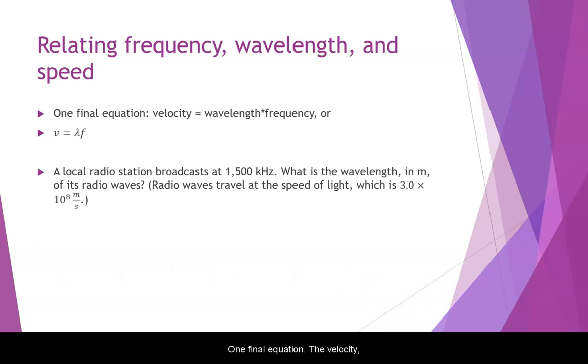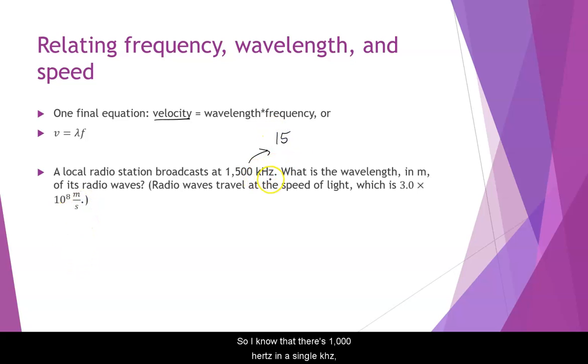One final equation. The velocity, v, equals the wavelength, lambda, times the frequency. So the speed that something travels at equals the distance it takes to complete a period times the frequency. A local radio station broadcasts at 1,500 kilohertz. Right off the bat, I'm going to change that to just hertz so I can work in seconds, because I see my other unit is in seconds.